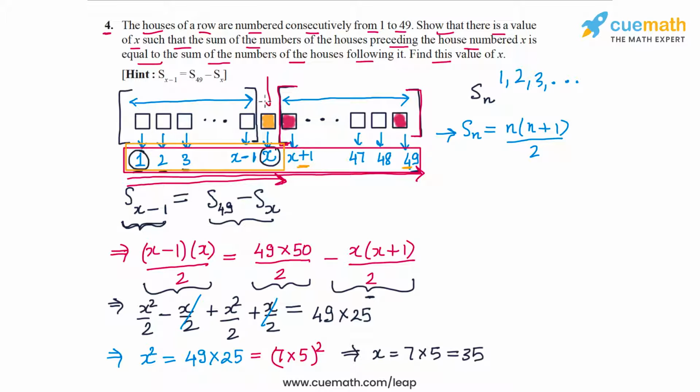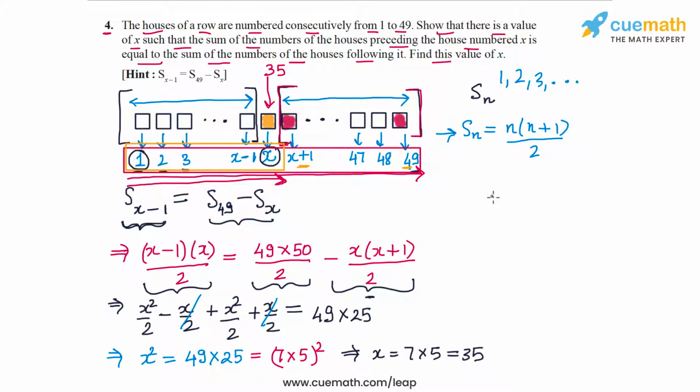This house number that we were looking for is house number 35, and the sum of all the house numbers before 35, which means that the sum of house number 1 up to 34 is equal to the sum of house numbers after 35, which means from 36 up to 49.